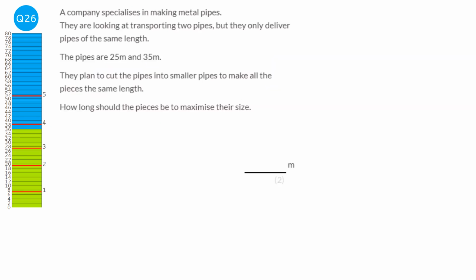So if we imagine we've got the 25 metre pipe here. And we've got the 35 metre pipe here. The question's basically asking us what can we cut all these pipes into, and they all have to be the same length that will fit with the 25 metre and the 35 metre. And essentially what this question's asking is what is the highest common factor of 25 and 35.